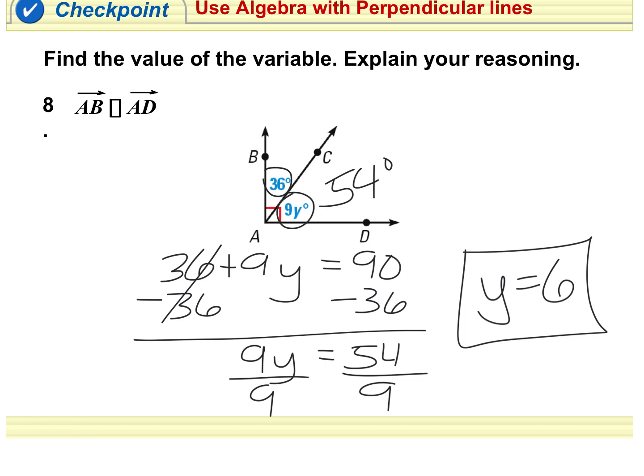Okay. Any questions over perpendicular relationships and finding angle measures? No.